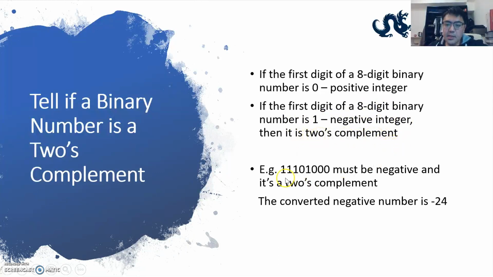For an example, this number 11101000 must be a negative, and is a 2's complement. The converted negative number is negative 24. I'm not going to explain how I converted to negative 24 because it's not the topic here today.